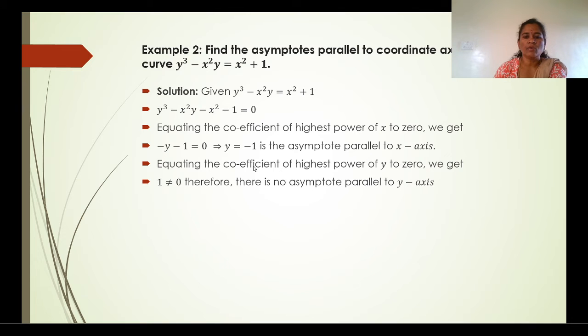Then equating the coefficient of the highest power of y to 0, we get the coefficient of y cube. Here 1 is a constant, and 1 is not equal to 0. There is no other y term. Therefore the coefficient of the highest power, y cube, is 1, which is not equal to 0. Therefore, there are no asymptotes parallel to the y-axis. In this problem, only y equal to minus 1 is the asymptote parallel to the x-axis.